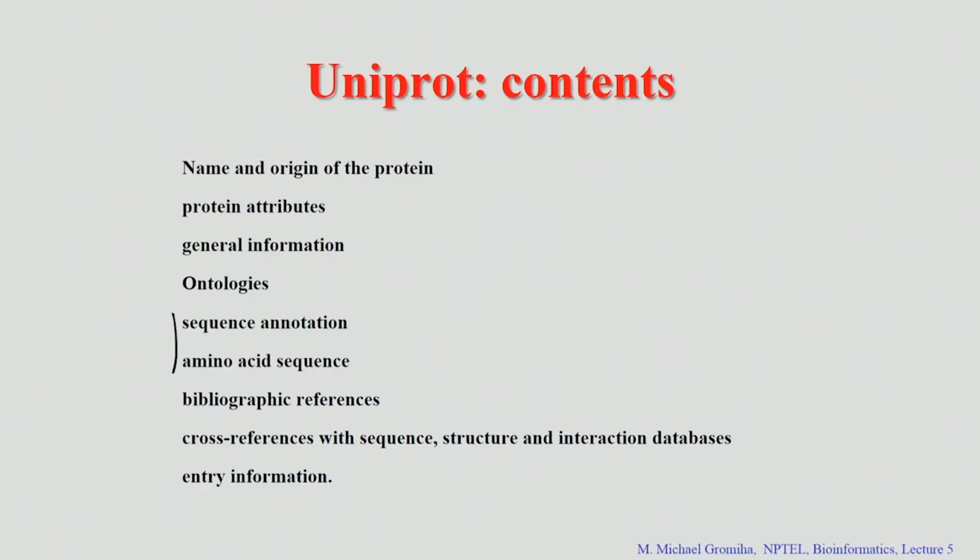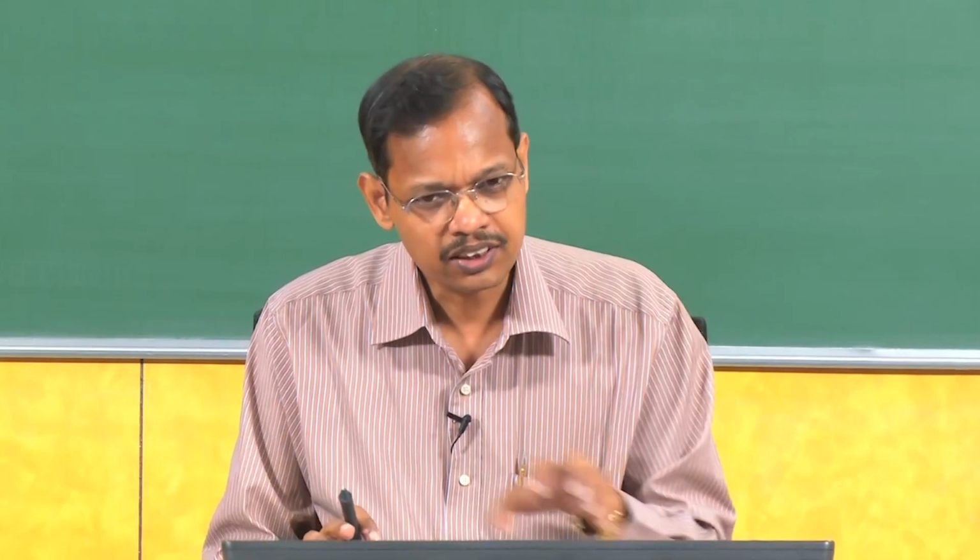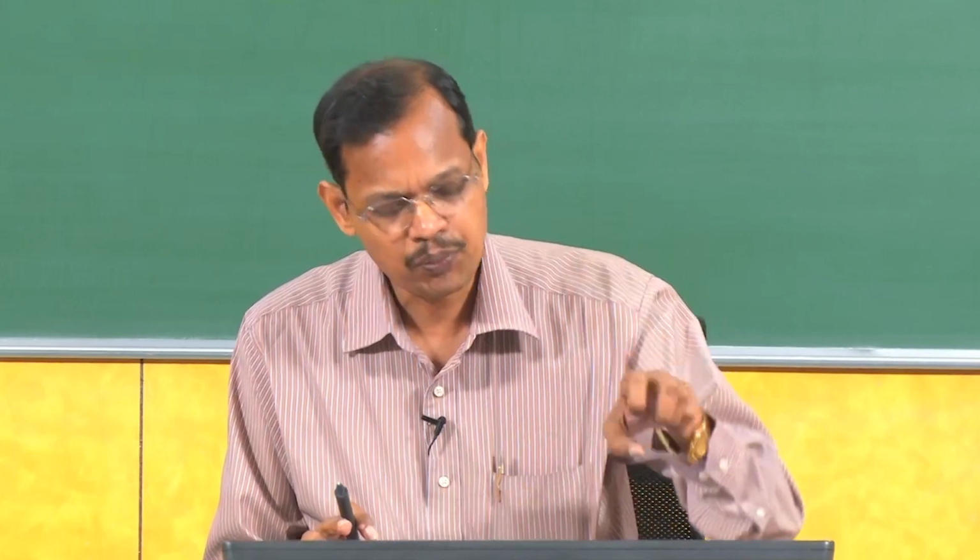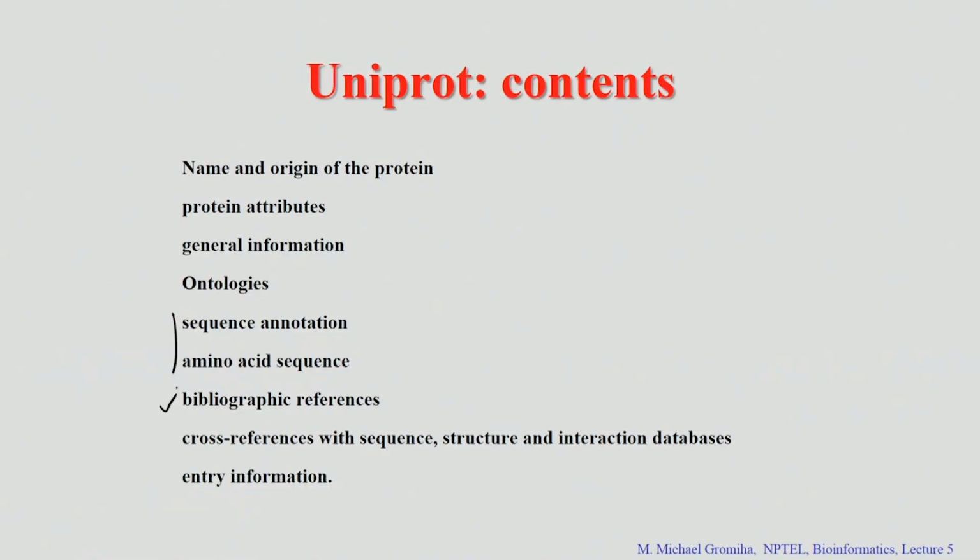First, they give information about the proteins, the names, origin and attributes and so on, and go with the ontologies, and then the sequence information. Once they give this information, they have to support it by other means. So, the data they give in the primary data are supported with bibliographic references, because it is very important to assess the reliability and correctness of the data.